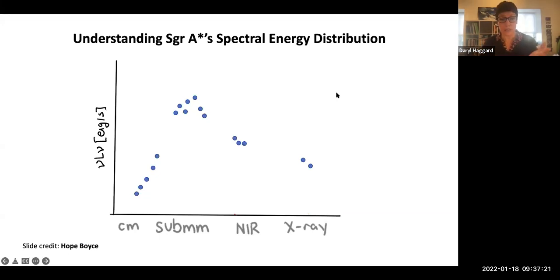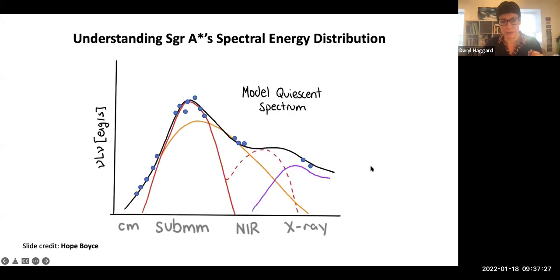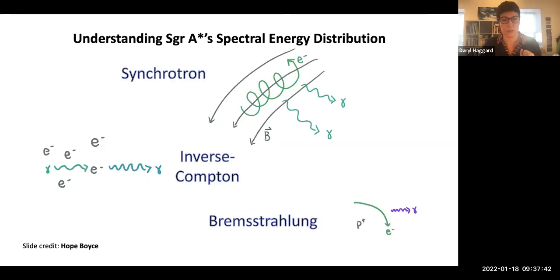Okay, so this is what a spectral energy distribution of Sag A* might look like. You're looking at intensity versus wavelength, basically. We take these data points and we fit them with model spectra. So these are model quiescent spectra, no flares happening. And I'm just going to walk through and explain these different components to you so that you have some sense of the physics that drives this spectral energy distribution. So these are the things I'm going to draw on.